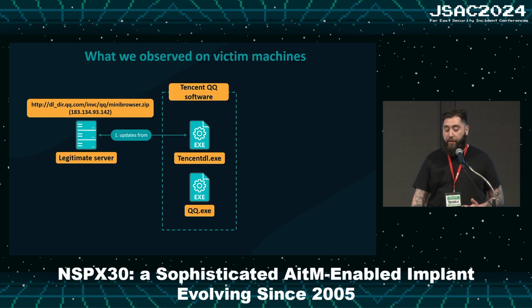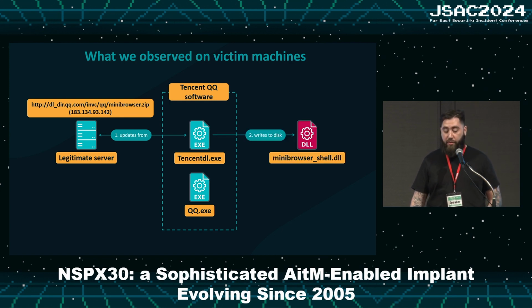This is a graphical representation of what we observed in our telemetry. When we discovered a new attack, a legitimate component called Tencent DL.exe from the popular Tencent QQ software downloaded a malicious DLL from a legitimate server and deployed it on disk. Then the QQ.exe process loaded the malicious DLL in memory, executing it.